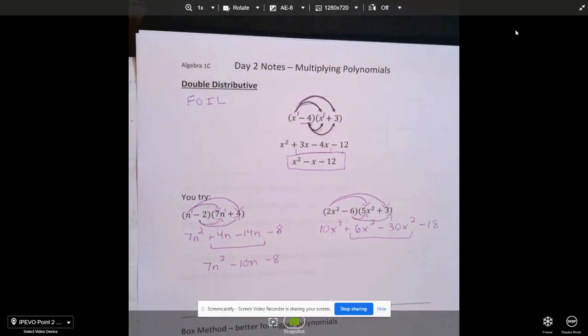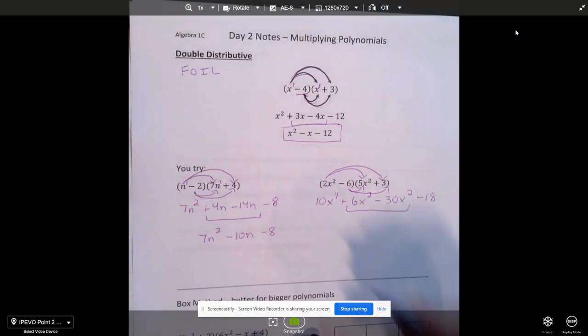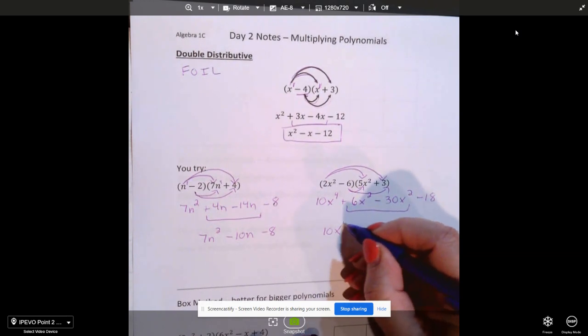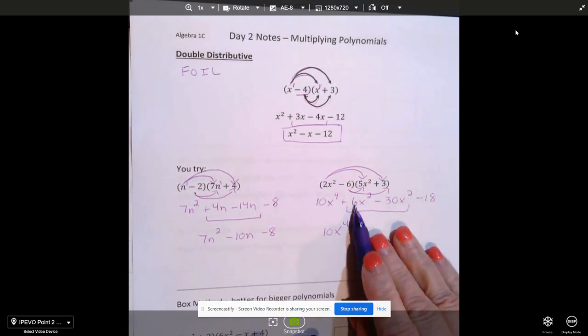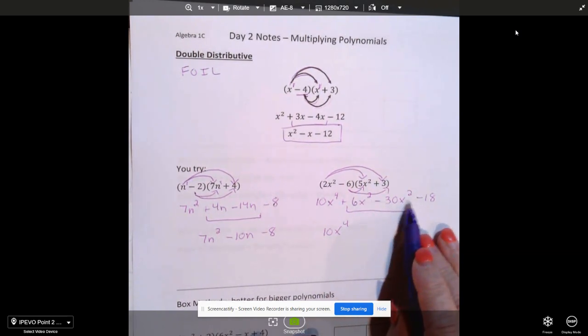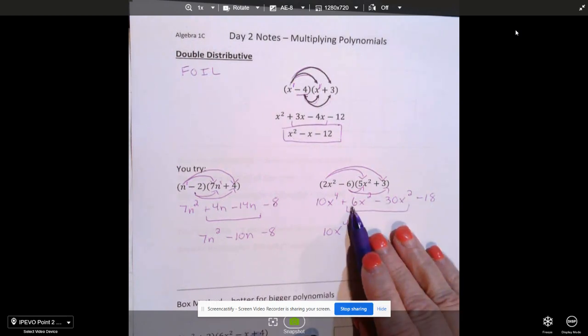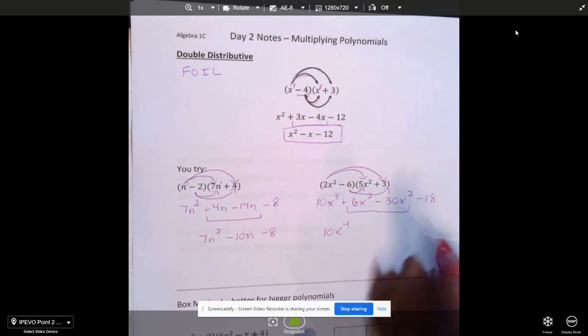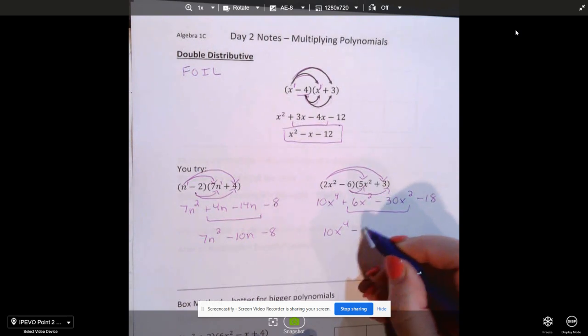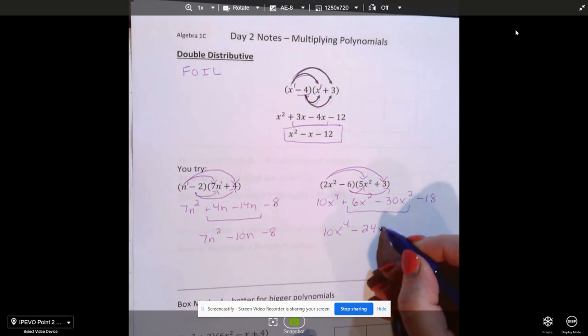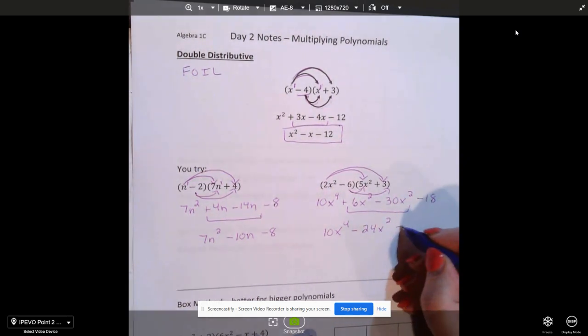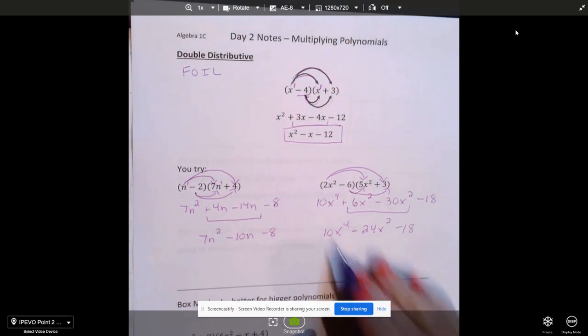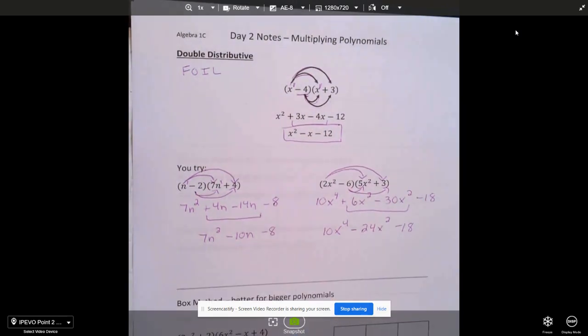Once again, the middle terms are my like terms. So I've got 10x to the 4th, 6x squared minus 30x squared. These are like terms, so I'm just going to say 6 minus 30, which will give me a minus 24x squared, and then minus 18. So that'll be your answer for that one.